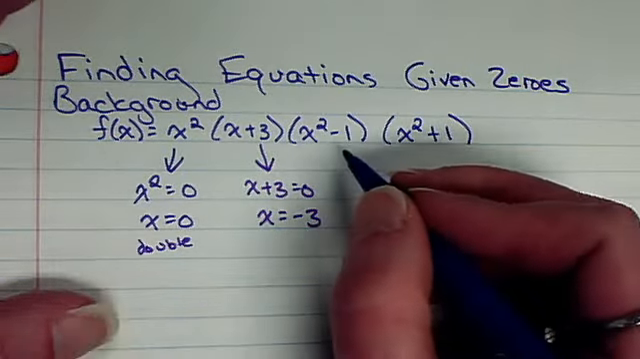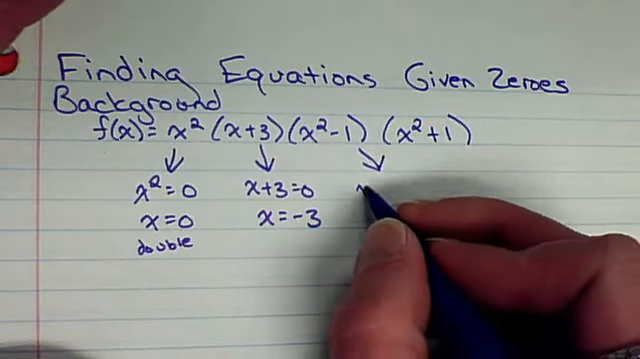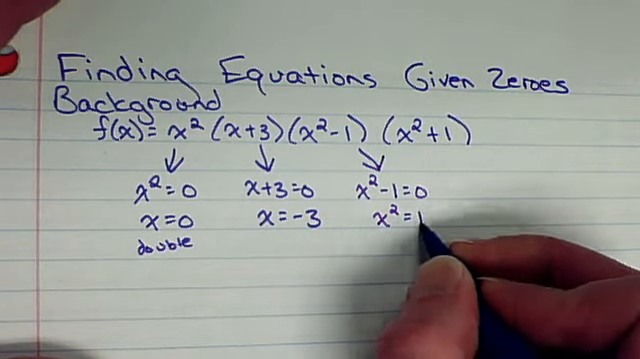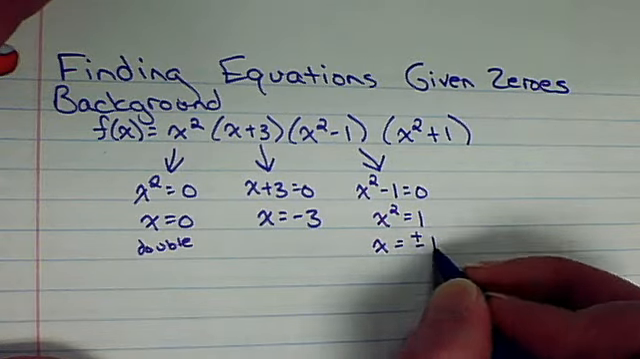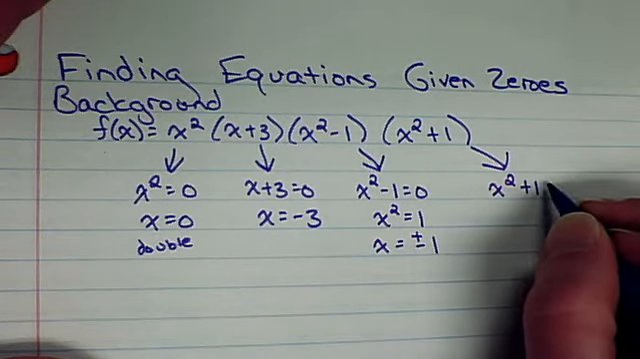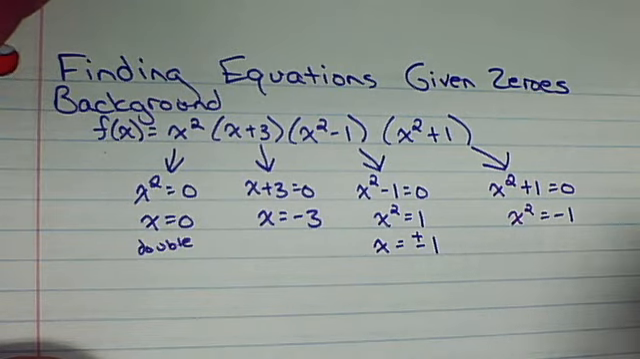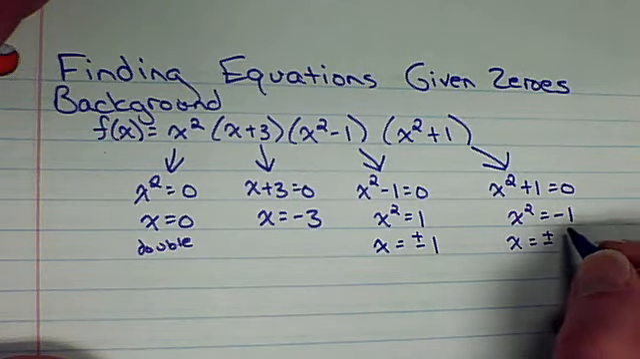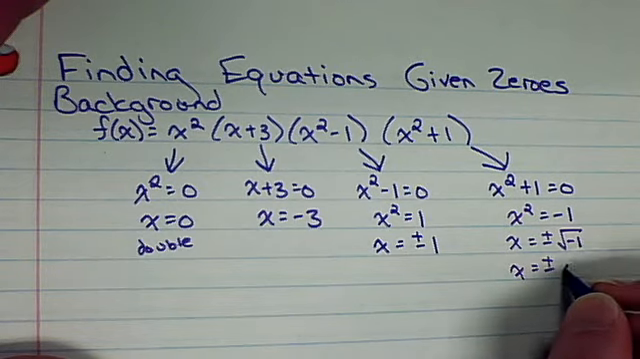Now, x squared minus 1 does factor, but I want to use this as an example, so I'm going to leave it like it is. X squared minus 1 equal to 0 gives me x squared equals 1. Take the square root of both sides, and I get x equals plus or minus 1. Now, what happens if it's x squared plus 1? Well, when you move that 1 over, it becomes negative 1. So you end up with x equals plus or minus the square root of negative 1, which is i.